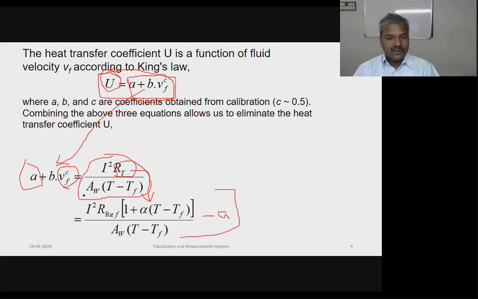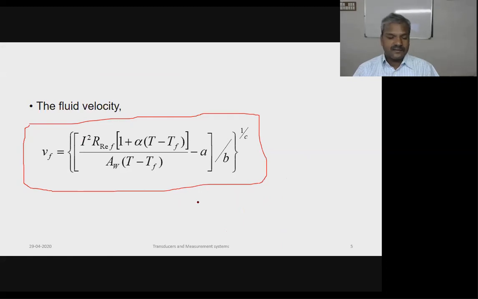This B is divided by the whole thing, so divided by 1 by B. Okay. So this C, the V C, this side comes 1 by C. So same relation, just a manipulation. So from this relation, the fluid velocity depends on the current I square, the current I, and the temperature T and the fluid velocity TF.